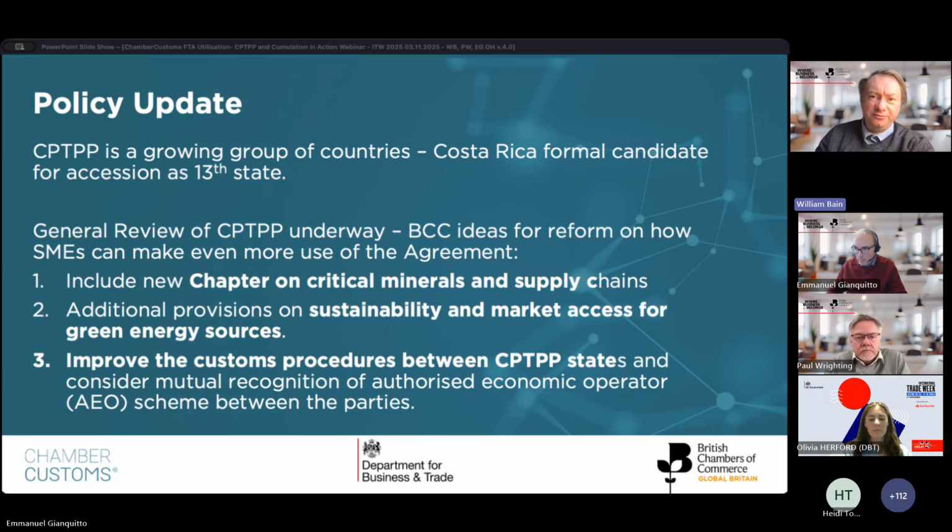And so now, as part of that agreement, the UK also has a say in how that agreement can expand in terms of new signatories and new members, and also how deep the trading terms can go as well. So right now, Costa Rica has been accepted as a formal candidate for consideration for accession as the 13th state. Other countries have put in applications as well, including China and Taiwan.